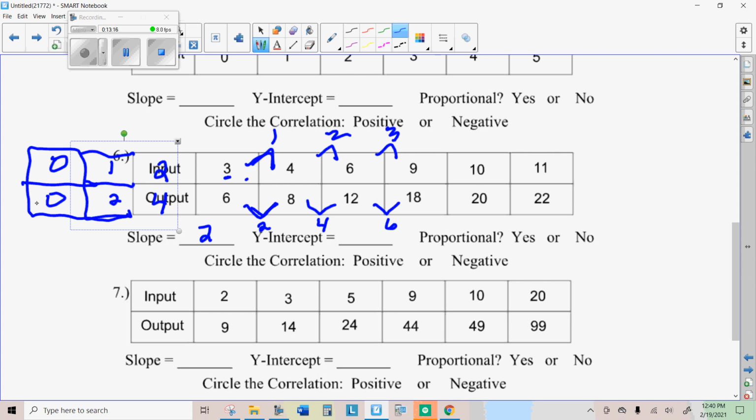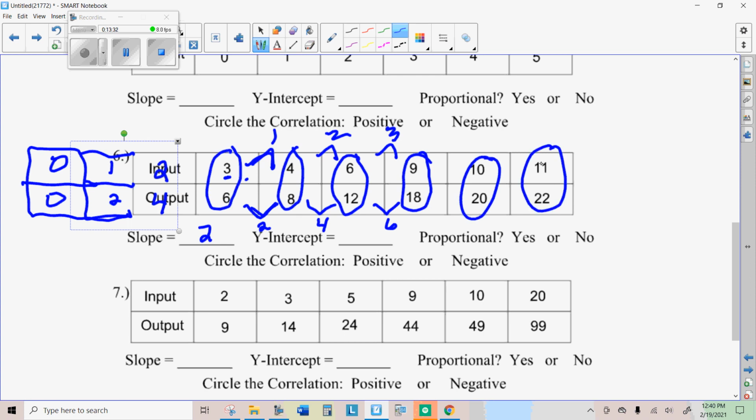Okay. The other way you can tell it's proportional is because if you divide the input by the output, you always get the same number. Or the output divided by the input, you always get 2. 18 divided by 9 is 2. 20 divided by 10 is 2. 22 divided by 11 is 2. So this is definitely proportional. And the y-intercept is 0.